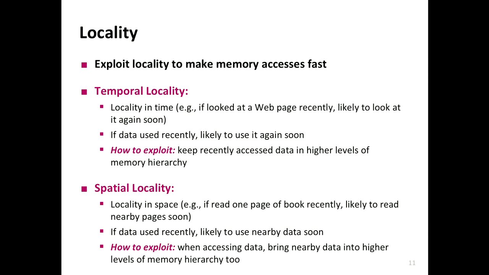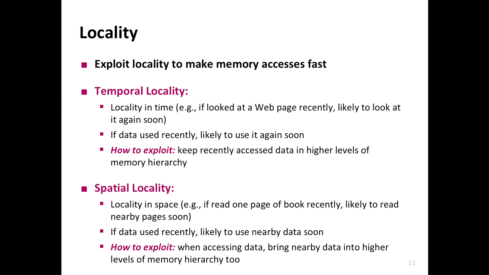So how do you exploit temporal locality? You typically keep recently accessed data, for example book 1, in a faster memory. So you kept book 1 on the table. That is the most recently accessed, so you keep it at a memory level which is faster for you.